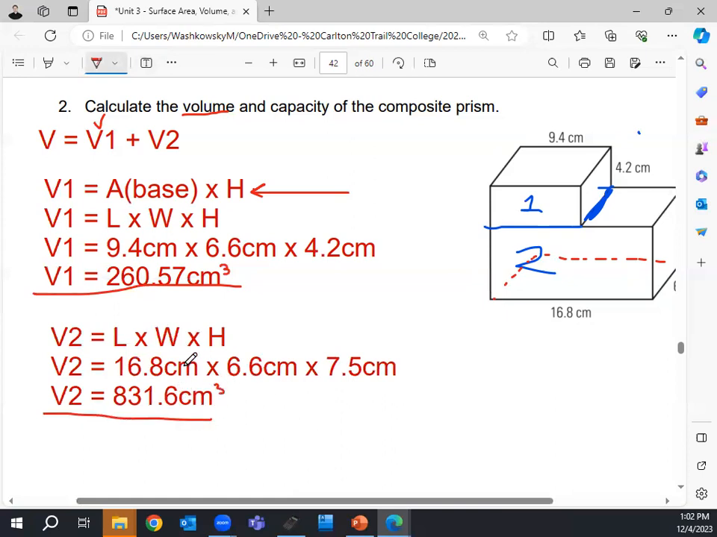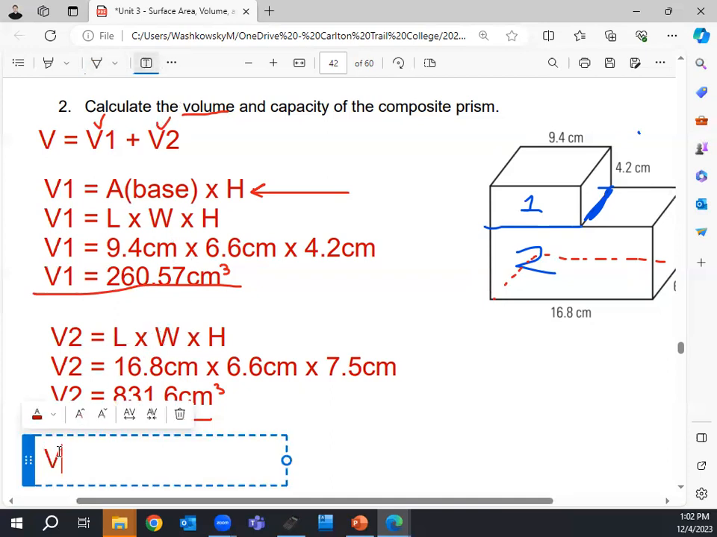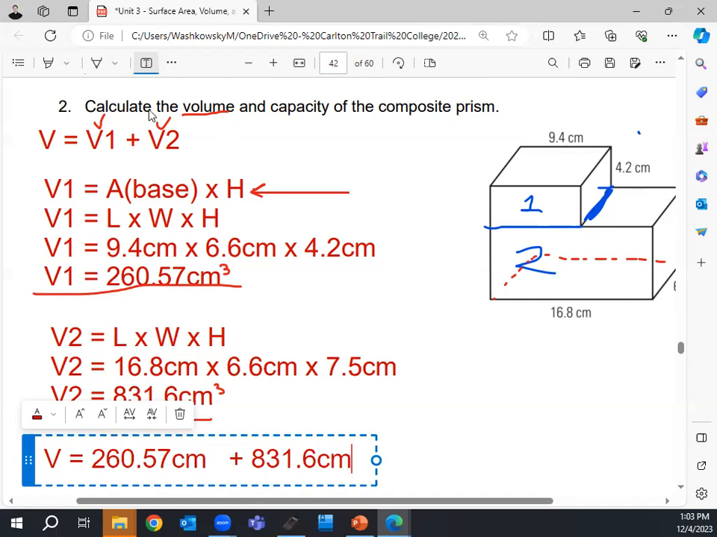Am I done? No, because my original formula at the very top was volume 1 plus volume 2. I now have both of those, so all I'm going to do is add them. My formula was V equals V1 plus V2. So V is equal to V1, which is 260.57 centimeters cubed, plus V2, which is 830.6 centimeters cubed.